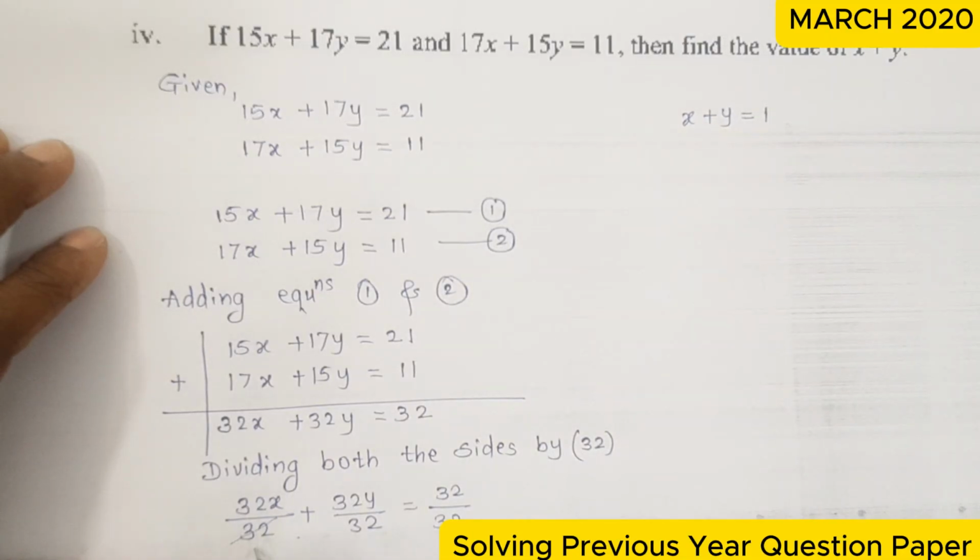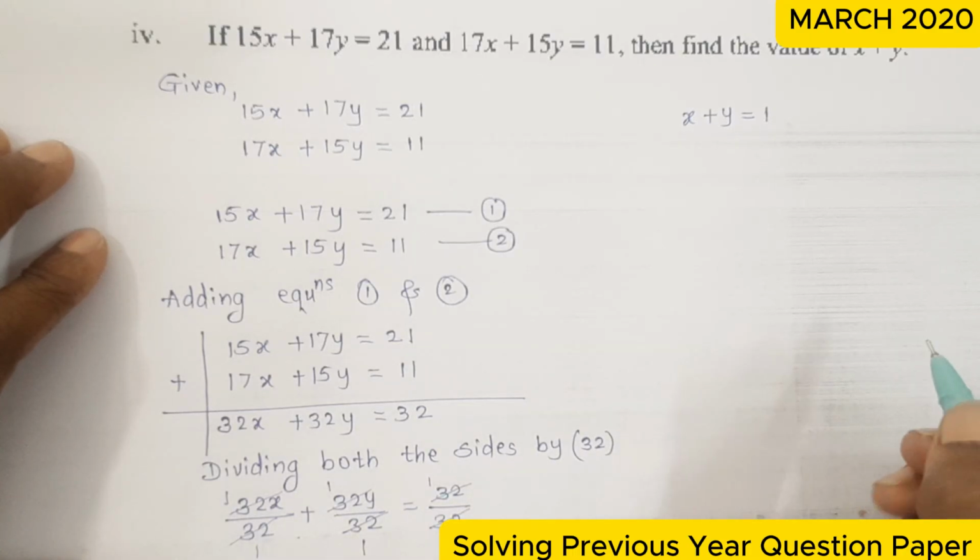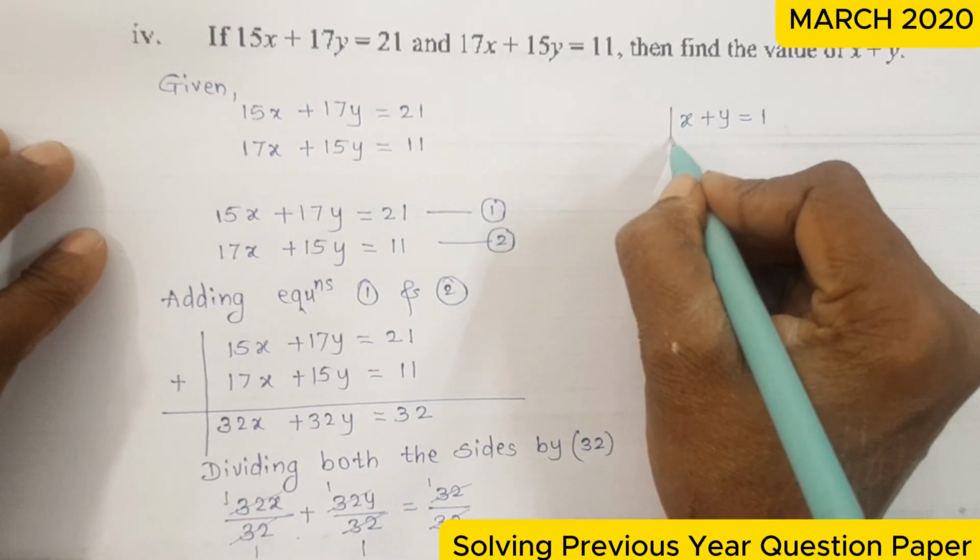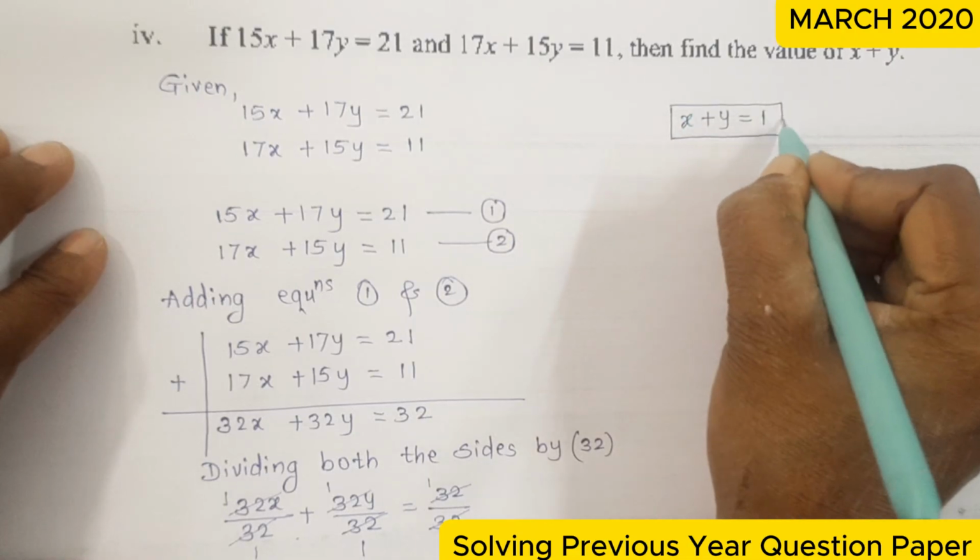So here 32 ones are 32, and here also 32 ones are 32. So that means here students, x plus y is equal to 1.